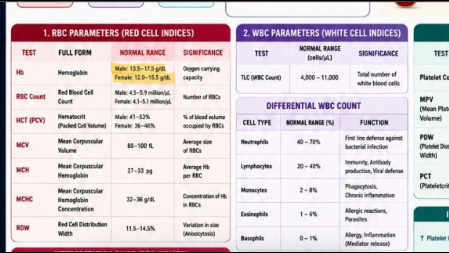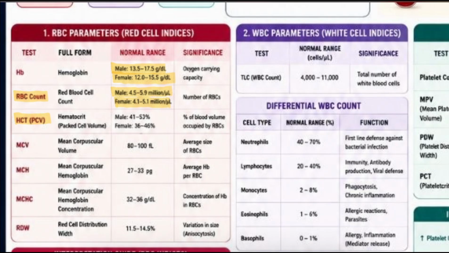Okay, next is the RBC count. It measures the number of red blood cells. In males it is 4.5 to 5.9 million, and in females 4.1 to 5.1 million. While interpreting, if the RBC count is low, we have to suspect the patient has anemia. Same as hemoglobin, if it is increased, we have to suspect polycythemia.